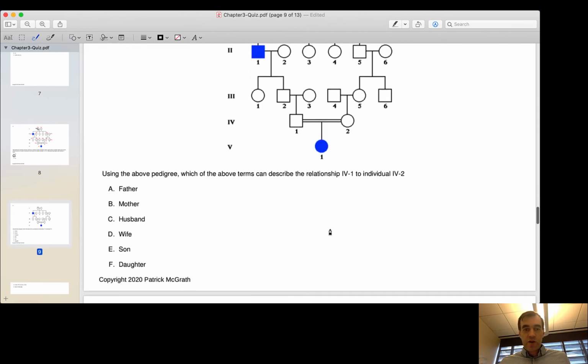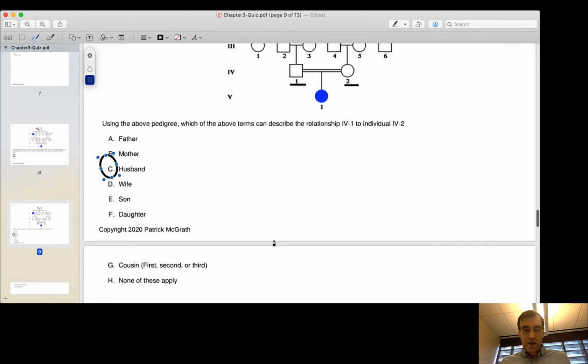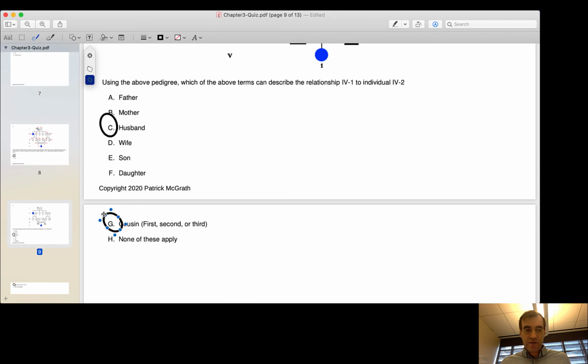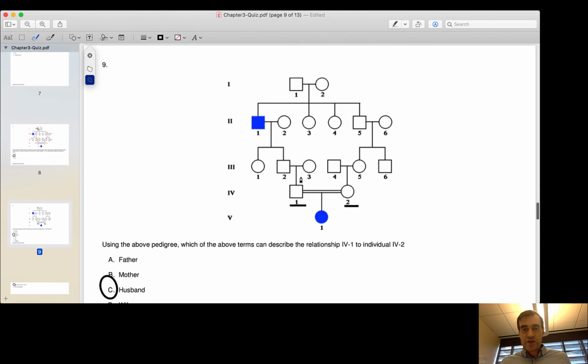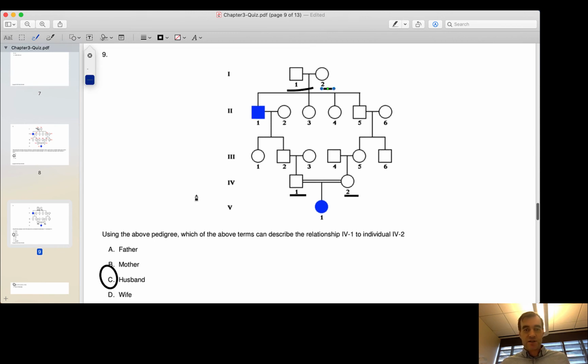Using the above pedigree, which can describe the relationship between 4-1 and 4-2? So this person is the husband of this individual, and you can also say it's the cousin of this individual. Because these two individuals share great-grandparents, they're also related as cousins as well. So most properly, I believe second cousins is the relationship.